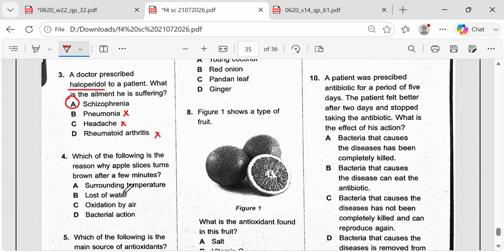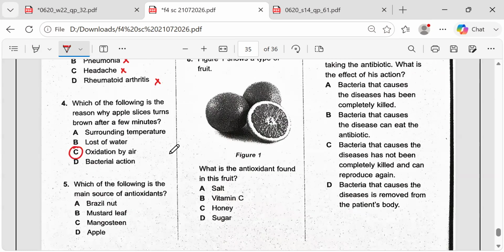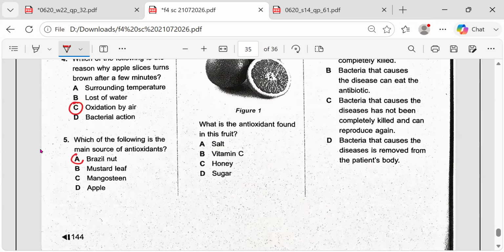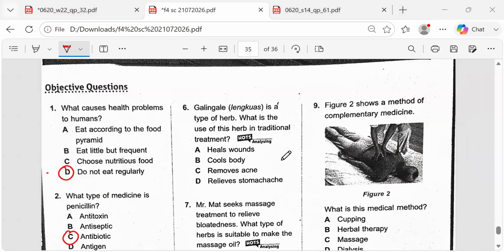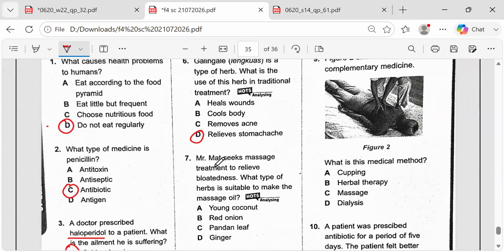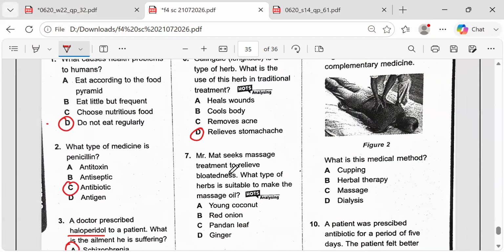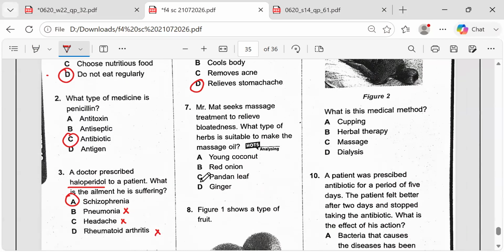Which of the following is the reason why apple slices turn brown? Oxidation by air. Which of the following is the main source of antioxidant? Brazil nuts. Lengkuas is a type of herb. What is the traditional use of lengkuas? Relieve stomachache. Mr. Mart seeks a massage treatment to relieve bloatedness. What type of herbs are suitable to make a massage? Ginger. Bloatedness is always ginger.